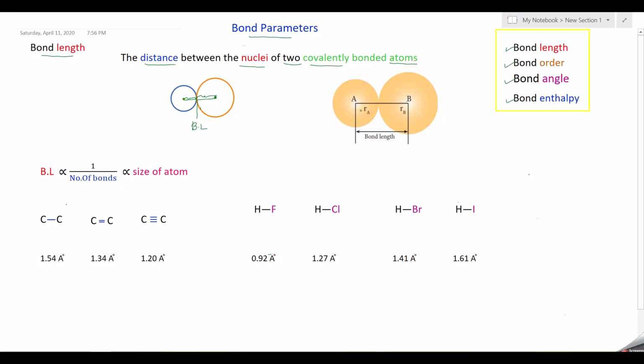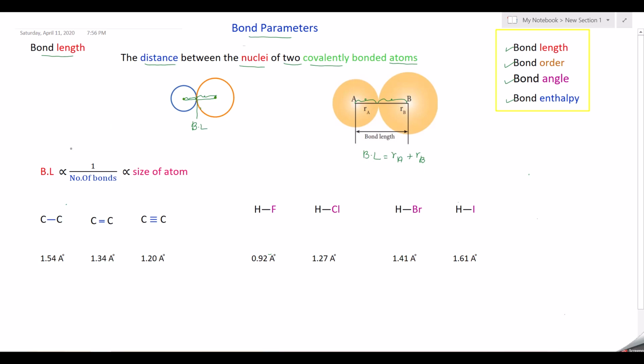For example, you take atom A and atom B. Atom A, its radius is RA, and similarly RB is the radius of the atom B. So when you add these two, that will give the bond length, because the bond length is the distance between the nuclei of this atom and the nuclei of this atom. So we can say that the bond length is equal to RA plus RB in this case. So we can say the bond length is the sum of the radii of covalently bonded atoms. That is with bond length.